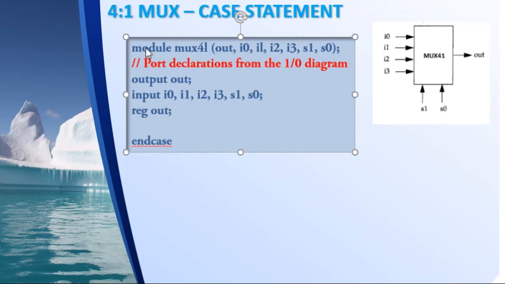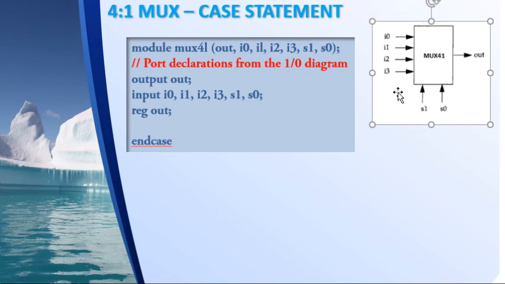We'll write a 4:1 mux using the case statement. Here I have the block diagram of the 4:1 mux, with 4 inputs, 1 output and 2 select lines. Based on this block diagram, I have done the module definition: the module keyword followed by the module name mux41, and the ports are out, I0, I1, I2, I3, S1 and S0. Under port declarations, out is the output port, and I0, I1, I2, I3, S1 and S0 are the input ports.